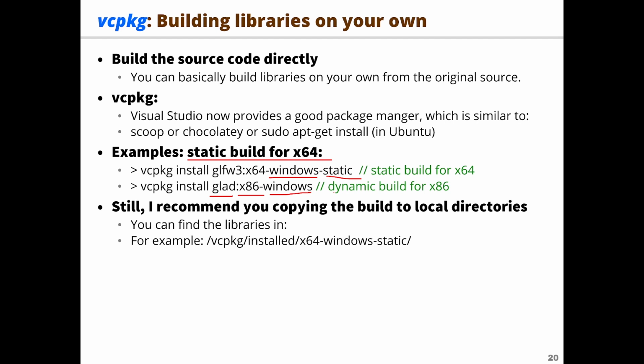So in this way, we can simply build third-party libraries. Then we may use them directly in Visual Studio, but I still recommend copying the build to your local directories. You can find the libraries inside this directory, and you copy the files to your local project directory. Then you can use them the same way.